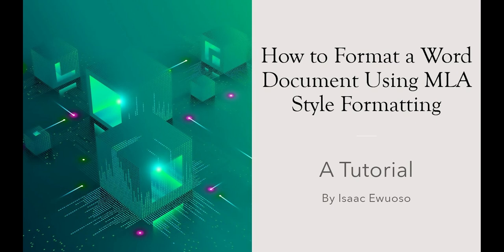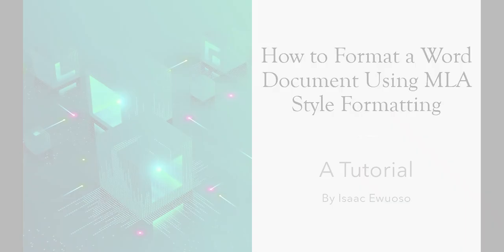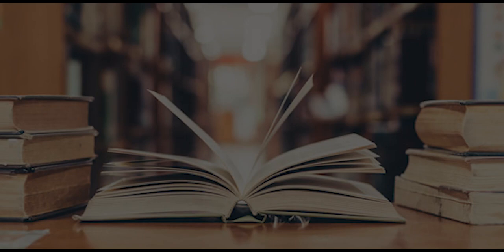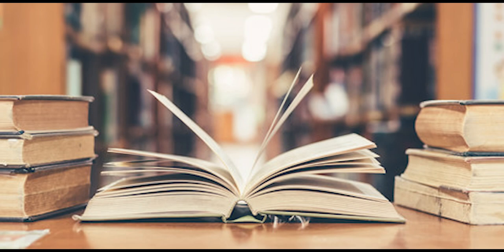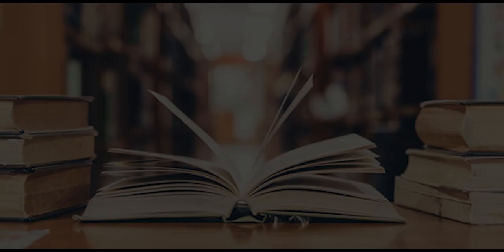How to format a Word document using MLA style formatting. Picture this. Suppose you were to pick up a book from a bookshelf at your local library. You discover that the book, on closer inspection, has no name on the front cover, no author, no title, no page number as you explore each page of the book, and no information pertaining to the date in which it was written or published. What would you make of the book?